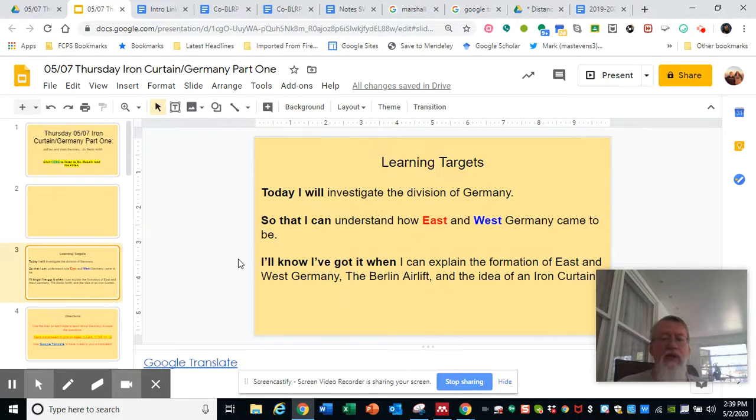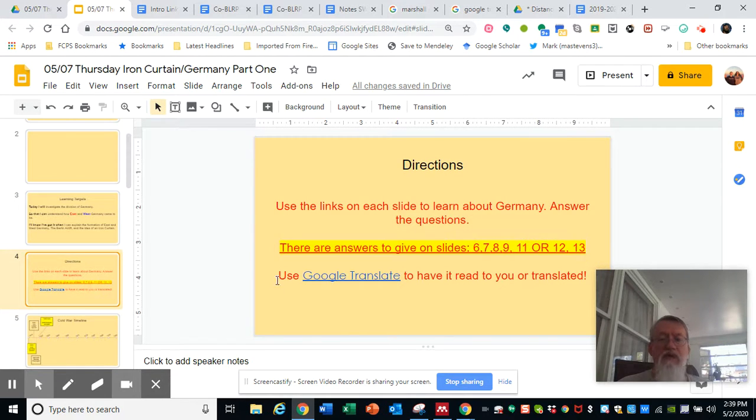So, learning targets, you're going to work to understanding how East and West Germany came to be. That's where your work's going to be done, slides 6, 7, 8, and 9. Then you pick either 11 or 12, and you do the surveys on 13.